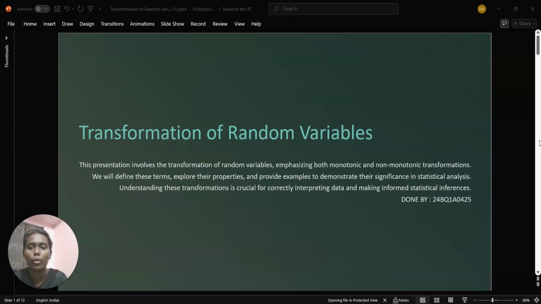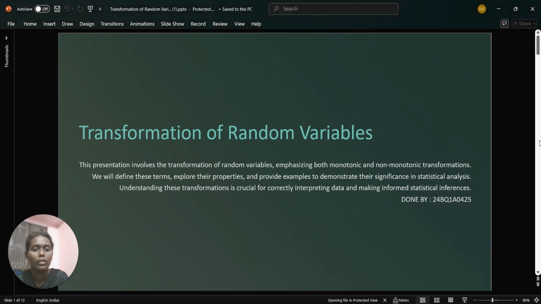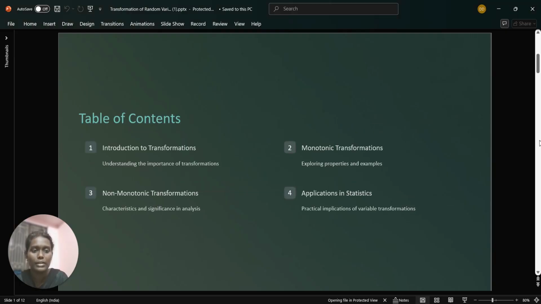Today I am going to explain the transformation of random variables. This presentation covers the transformation of random variables, emphasizing both monotonic and non-monotonic transformations, where we will define these terms, explore their properties, and provide examples to demonstrate their significance in statistical analysis. Understanding these transformations is crucial for correctly interpreting data and making informed statistical inferences.